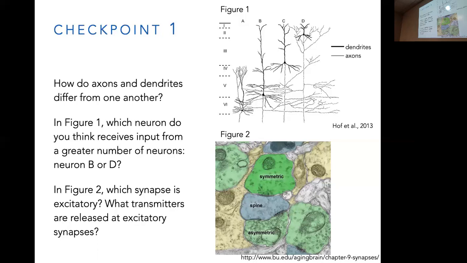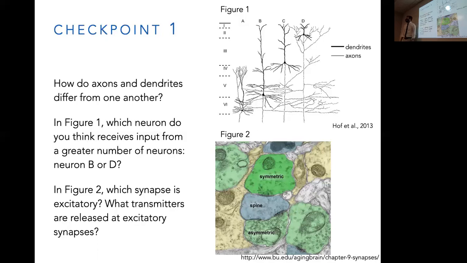A neuron is going to have hundreds of thousands of synapses. I can't show you all those. But which one do you think is going to have the greatest number of synapses? Let's talk about that. Now we're thinking about input. Where do we receive our input?